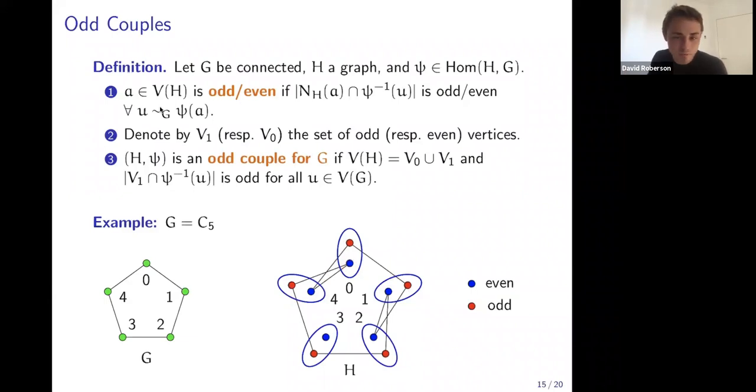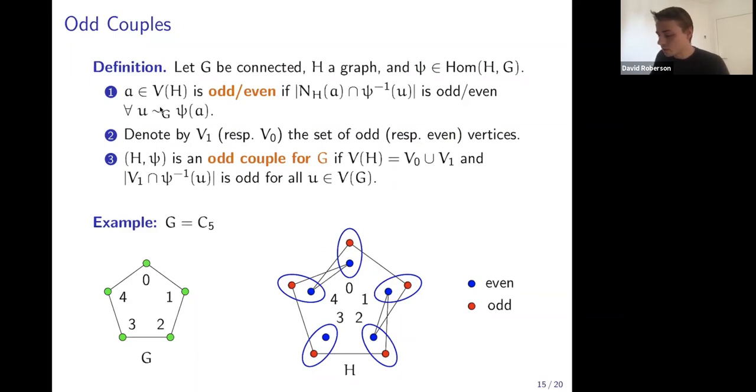Not every vertex has to be even or odd, because I could have a vertex, say here, that has an odd number of neighbors over here and an even number of neighbors over here. That would be neither even nor odd. So that's what I mean by even or odd vertices, and of course, it depends on the homomorphism. We denote by V1 the set of odd vertices, and by V0 the set of even vertices in my graph H.